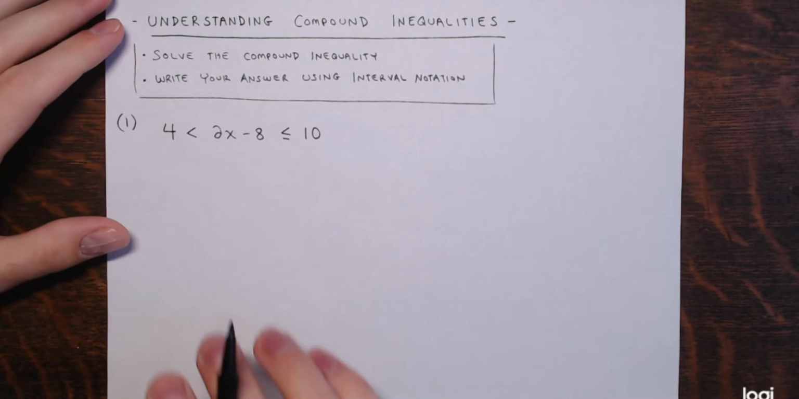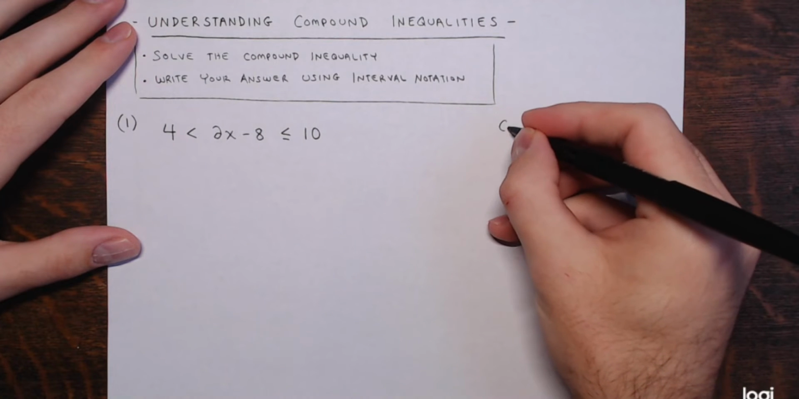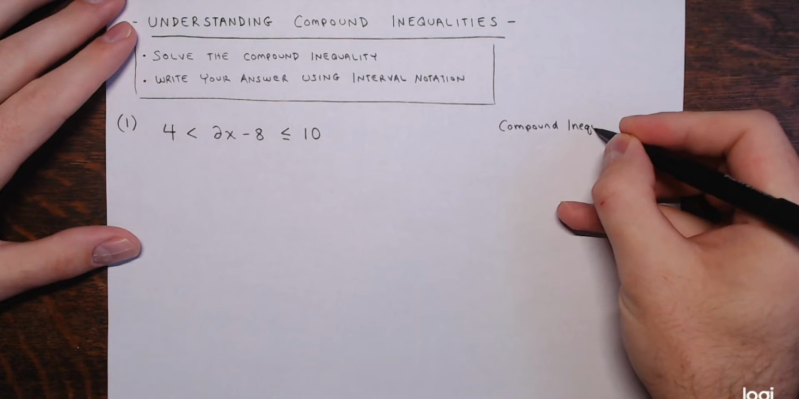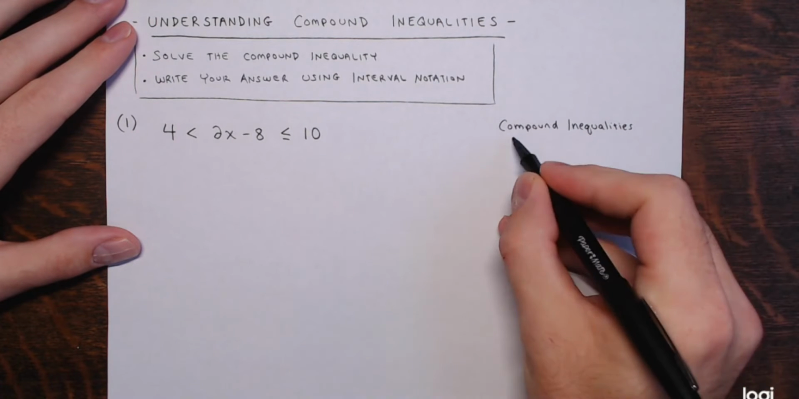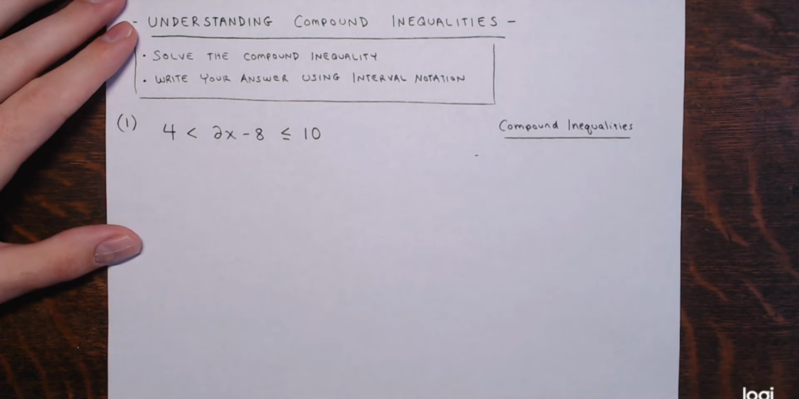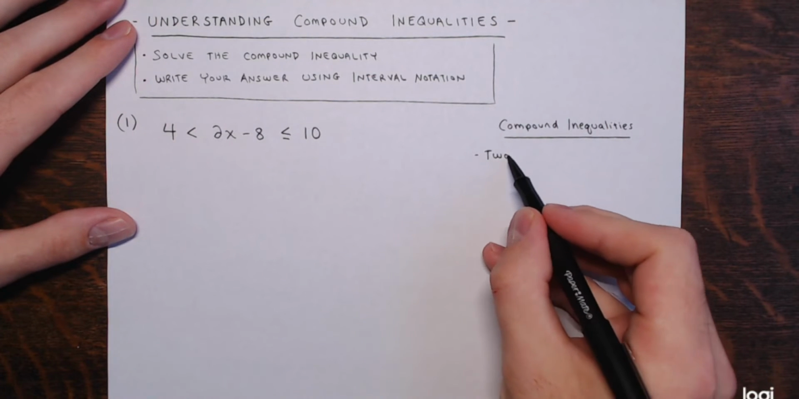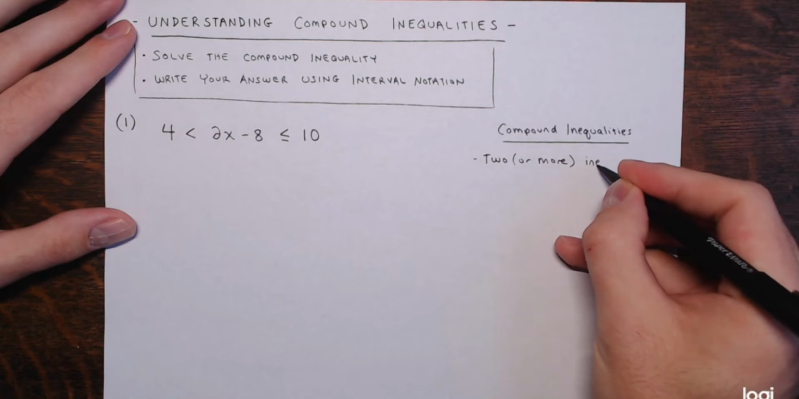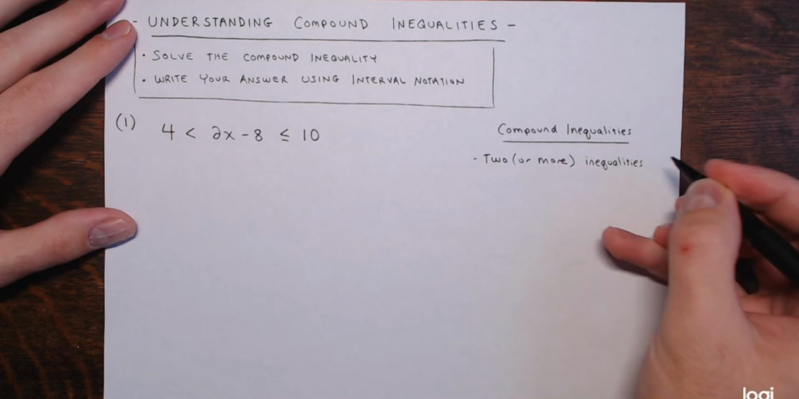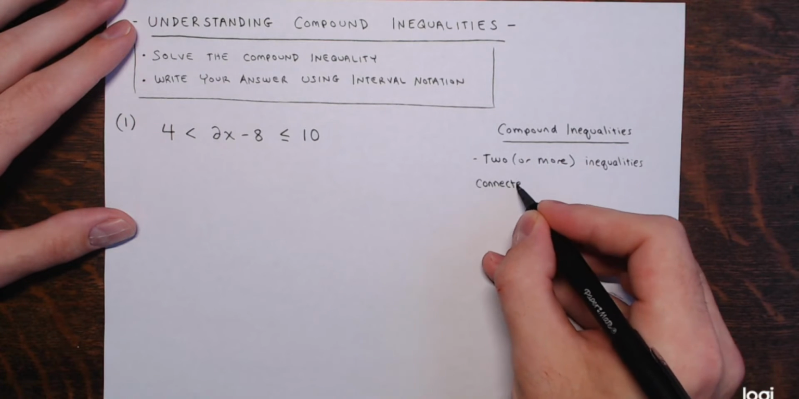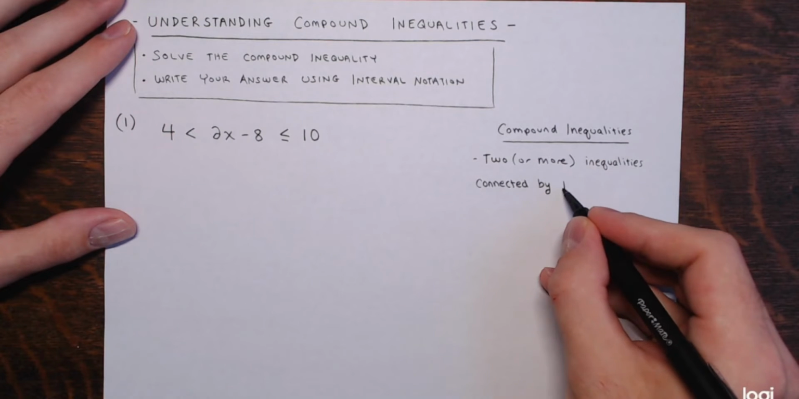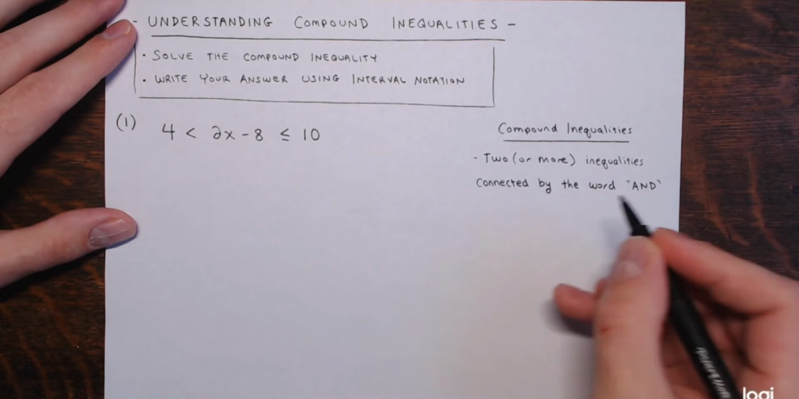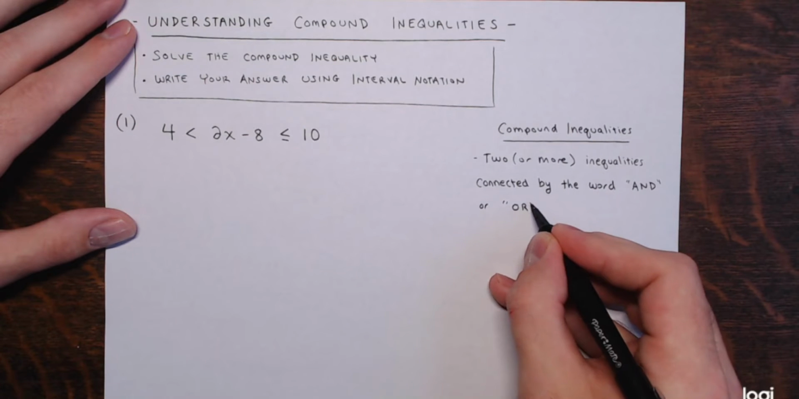Alright, so before I get into my first example here, let's talk about these off to the side. Compound inequalities. These are two or more, but usually we'll just consider two, two or more inequalities connected by either the word and, or the word or.